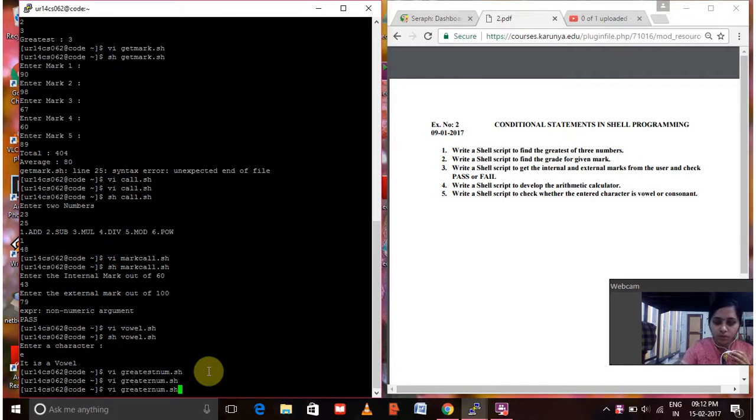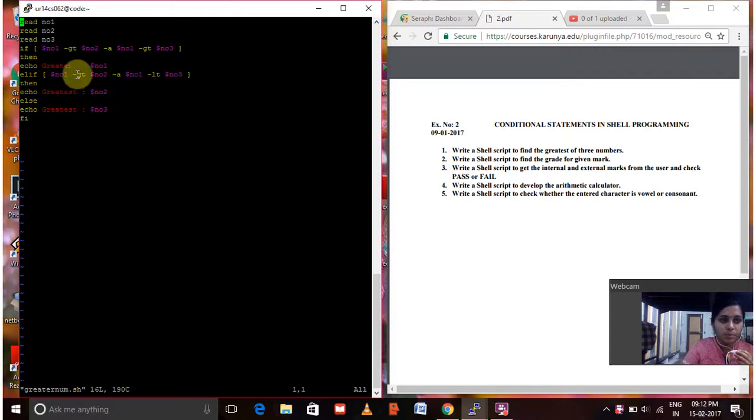The first program is to find the greatest of three numbers, and this is my program. In this I'm reading numbers 1, 2, 3, because we have to find the greatest of three numbers. In the if statement we are giving the condition: number 1 greater than number 2 and number 1 greater than number 3. Then we are giving the echo statement, greatest number 1.